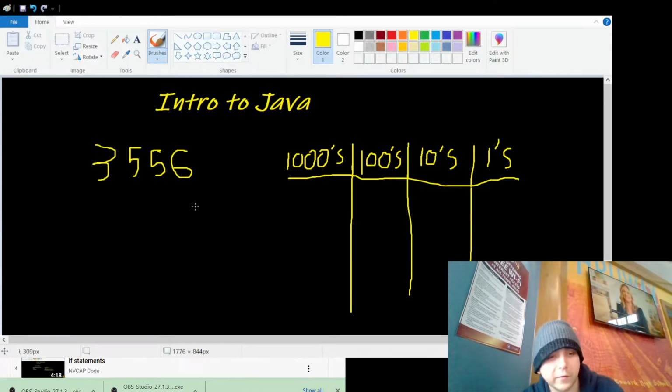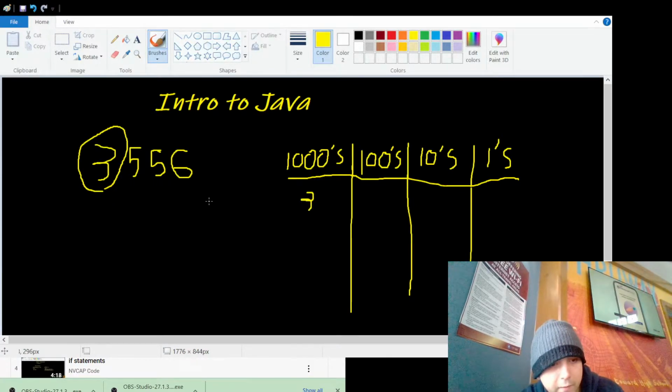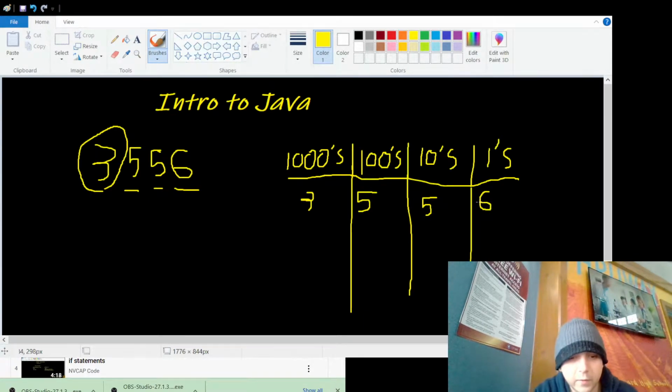So how would you represent that? You would say, okay, 3 is in the thousands place, 5 is in the hundreds place, this 5 is in the tens place, and this 6 is in the ones place. That's our understanding of the decimal system.